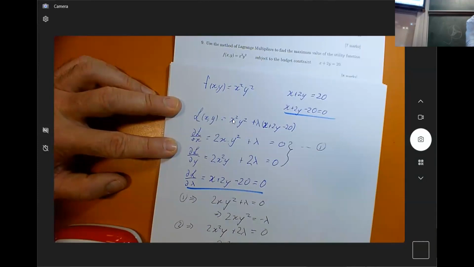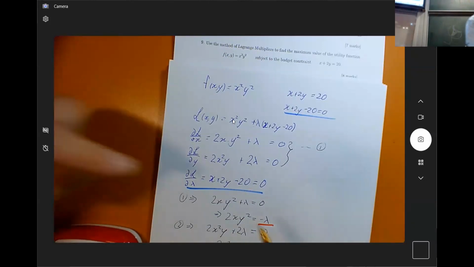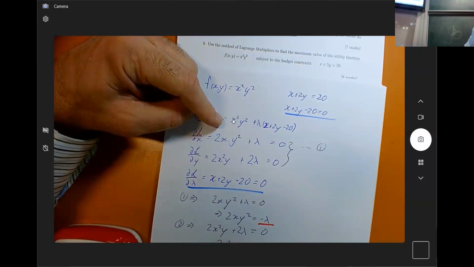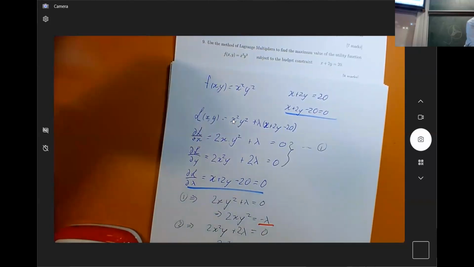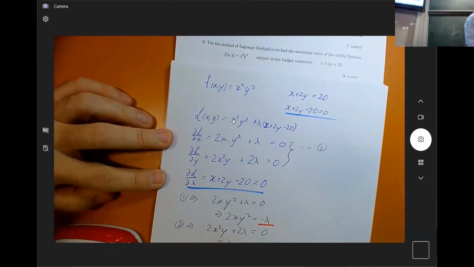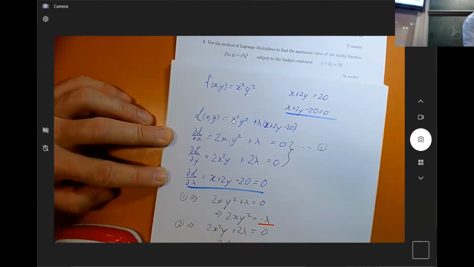Now I've got minus lambda here and minus lambda here, so I can make those two parts equal: this thing here is equal to this thing here. So 2xy squared is equal to x squared y. Now I can cancel out one of the x's and one of the y's, and so I'm going to have 2y is equal to x.